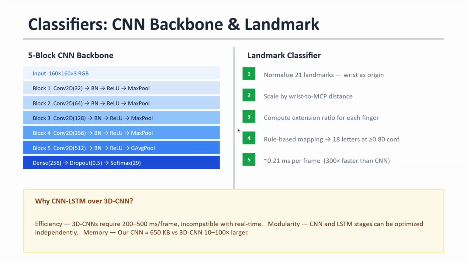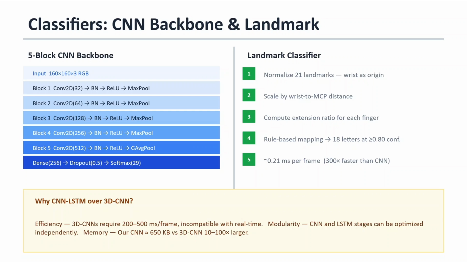Thank you. Our CNN is a custom 5-block architecture. No pretrained weights. Each block follows the same pattern: convolution, batch normalization, ReLU, max pooling. The filter count doubles each block: 32, 64, 128, 256, 512. This progressive increase lets the network learn increasingly complex hand shapes. After the 5th block, global average pooling collapses everything into a single vector, fed into a 256 neuron dense layer with 50% dropout, then a 29 class softmax output. Total model size is about 650 kilobytes.